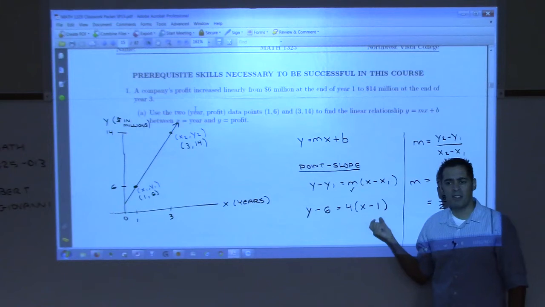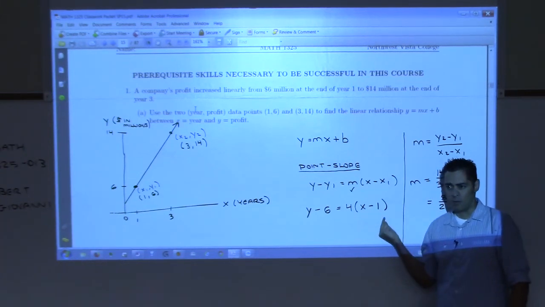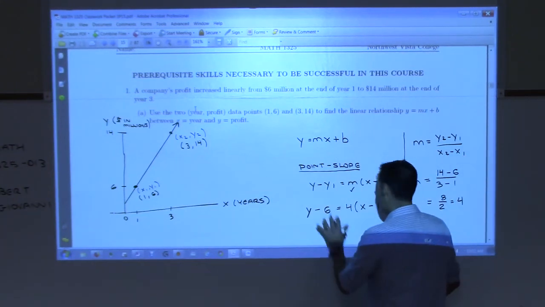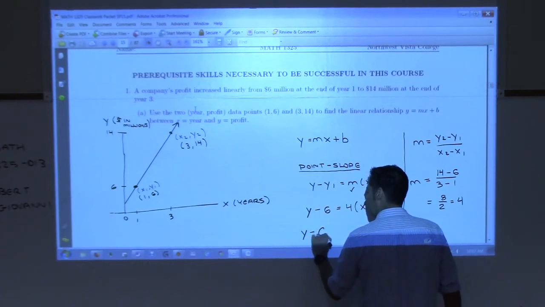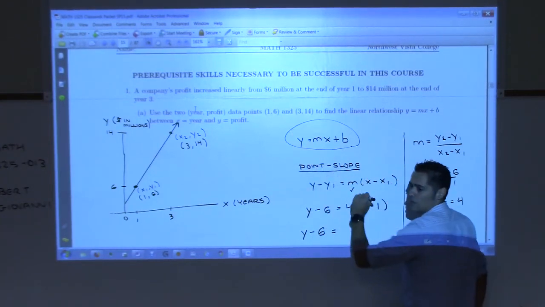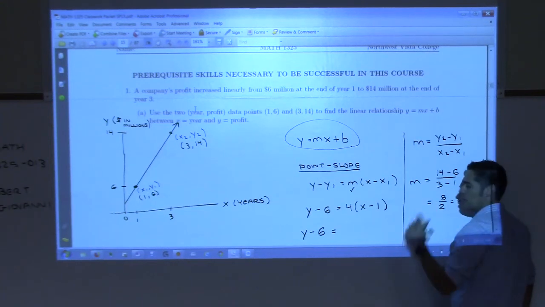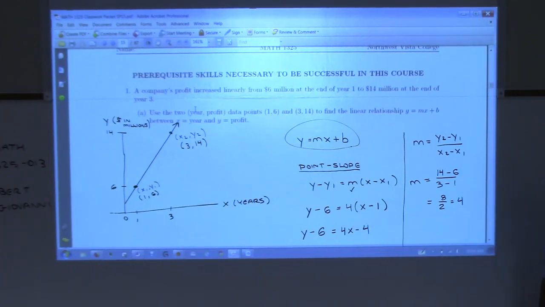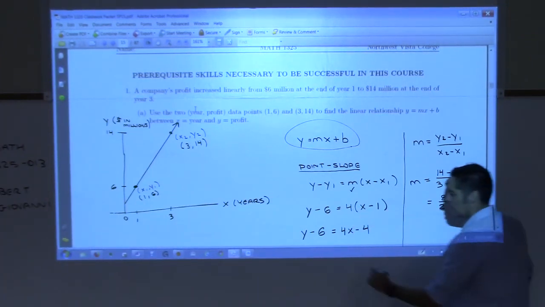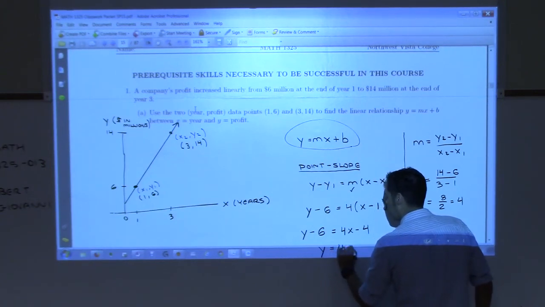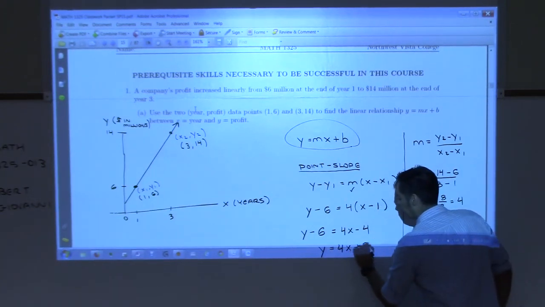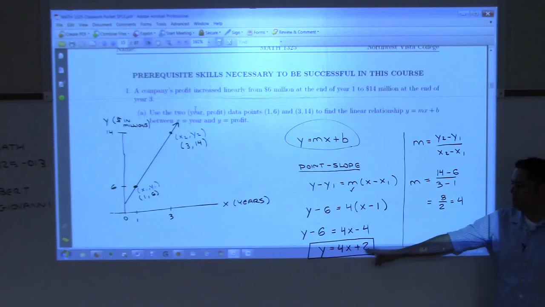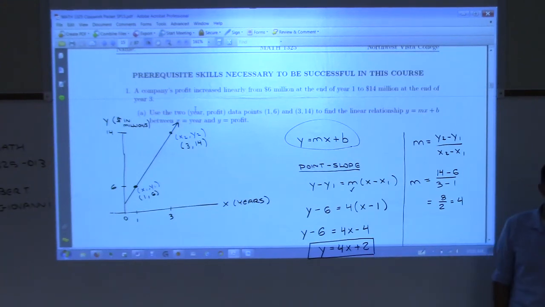You have to bring the 6 to the other side, and you have to distribute the 4 through. So I'm actually going to distribute the 4 first. Even though that's a valid answer, my goal is to get it to look like this, because that's what they wanted, right? That's what you're being asked. So I'm going to distribute 4 through. When you distribute the 4, it's 4x minus 4. And then finally add 6 to both sides, and you get y is equal to 4x plus 2. And this is the y equals mx plus b version of that linear relationship.